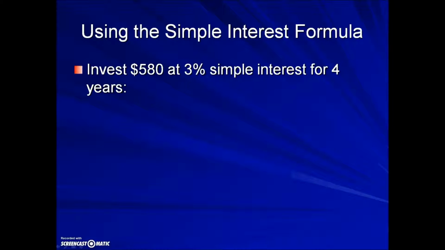In this first example, invest $580 at 3% simple interest for 4 years. The problem is telling us simple interest. That brings forward the formula I equals P times R times T, replacing those values with the numbers for this particular problem. The P for principal will be replaced with the $580 invested.